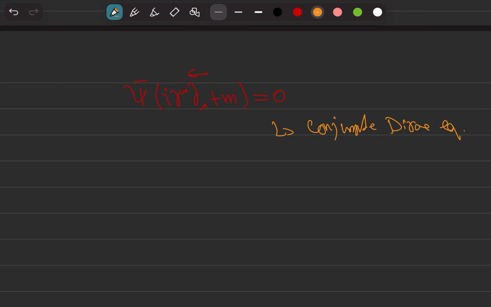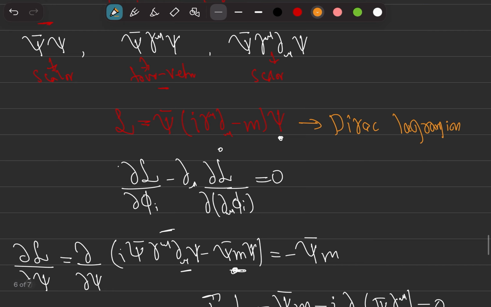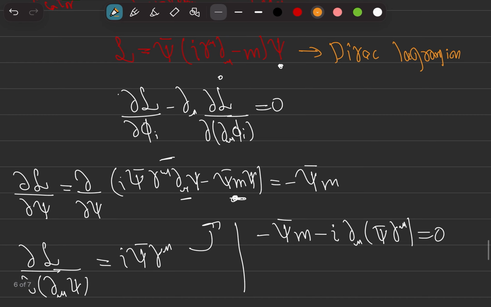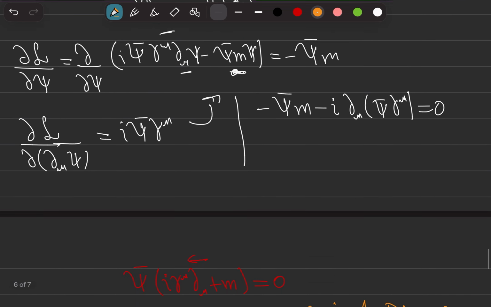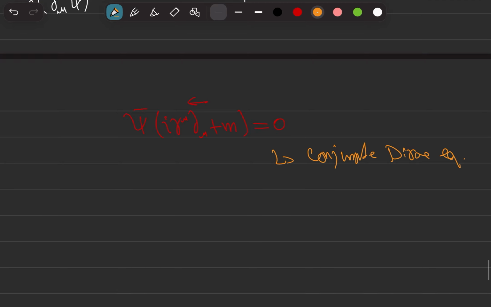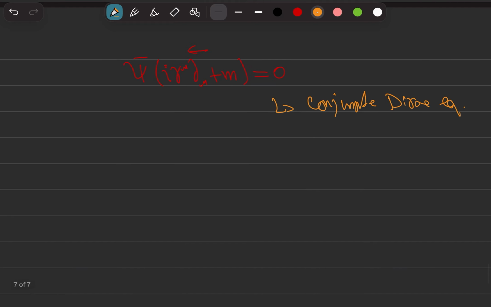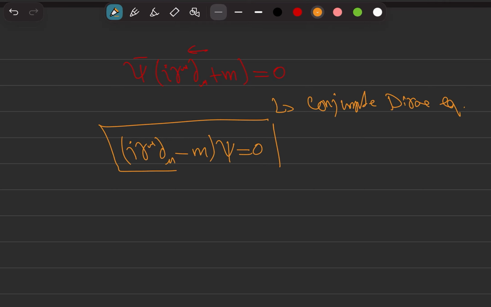Okay, and you can find the Dirac equation by varying the Lagrangian with respect to psi bar, while I did it with respect to psi. When you do that, you will find that the Dirac equation is (iγ^μ ∂_μ − m)ψ = 0. So this is the beautiful Dirac equation, and later on we will also verify that the square of this equation gives you the Klein-Gordon equation.